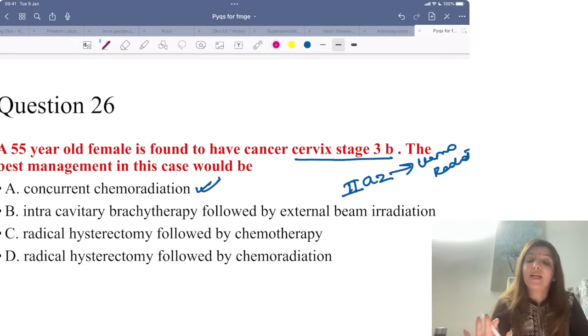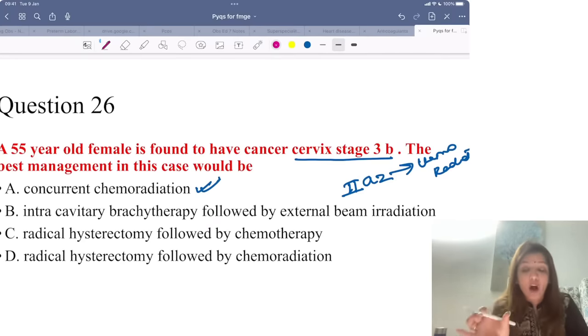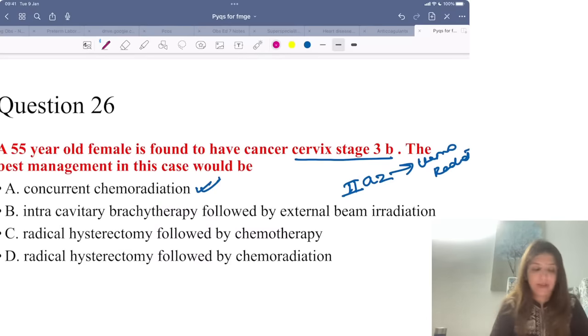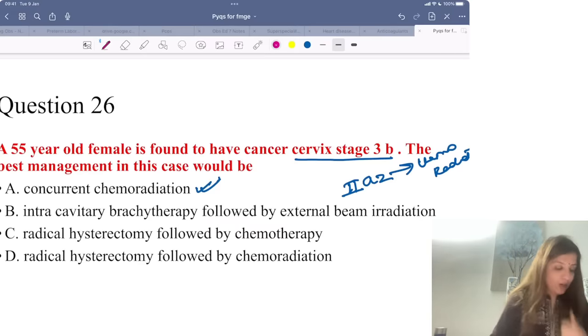Please remember that in case of cancer cervix, from stage 2A2 onwards, you have to do chemoradiation. There is no role of surgery. So, you will not say surgery followed by chemoradiation. No. Your answer is only chemoradiation, no surgery. Clear? Surgery is done only up till stage 2A1. Clear to all of you?